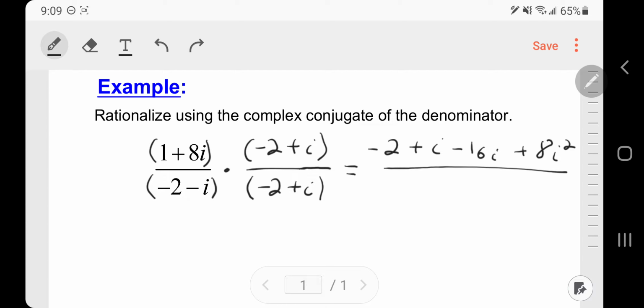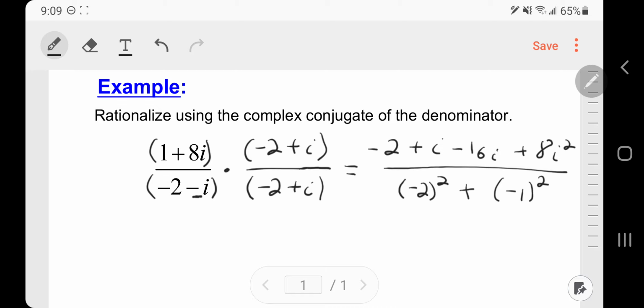And then on the bottom, we're multiplying a complex number times its conjugate. So all we're doing is squaring each of our terms. Here, it would be (-2) squared, and then we're adding that to our coefficient here, which is technically a -1, so it's going to be (-1) squared.